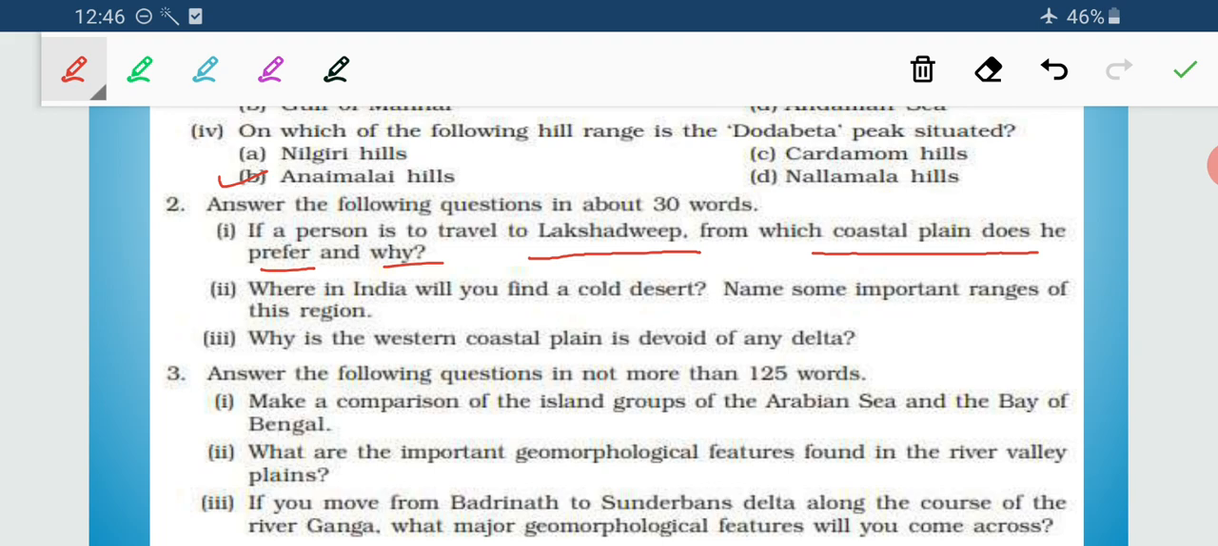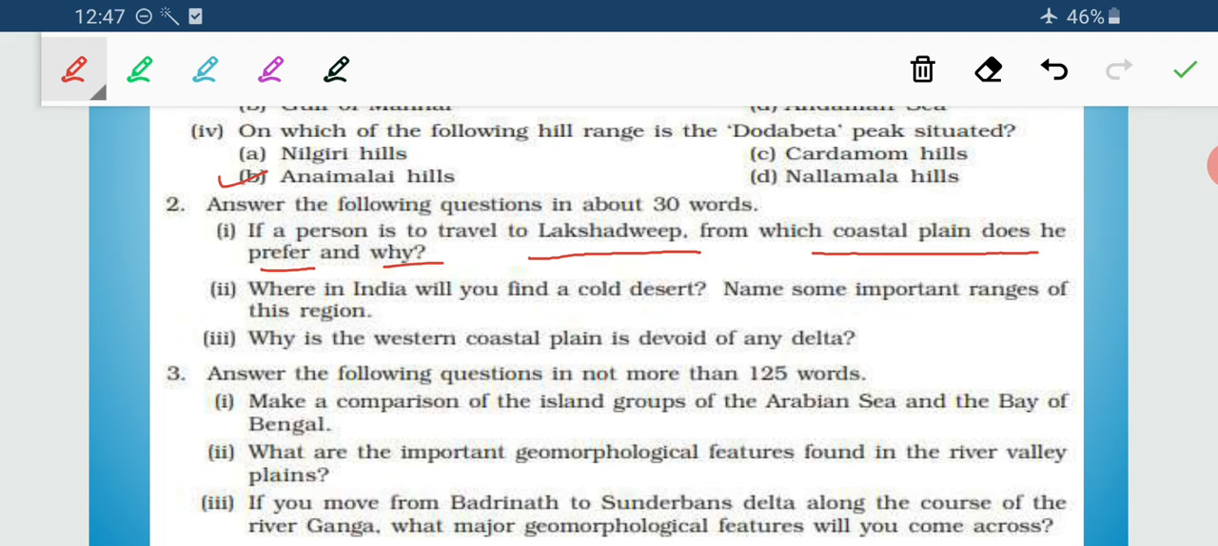Now third question, make a comparison of the island groups of the Arabian Sea and the Bay of Bengal. Number one, the Arabian Sea island group is the Lakshadweep group of islands, and this is the Andaman and Nicobar group of islands. Then its location: it is located closer to the Malabar coast of Kerala, and it is far away from the Coromandel coast, and thus the other is termed Bay Islands, situated on the bay.